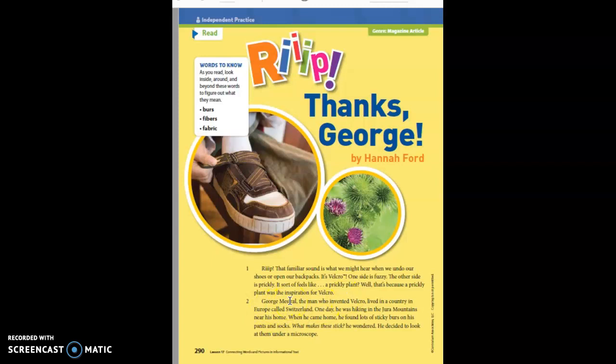So it sounds to me like, yes, we are learning about Velcro. That's the topic. And it sounds like plants somehow have to do with it. They're an inspiration, which means it was an idea for it.